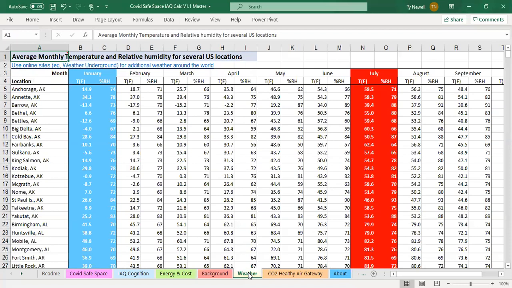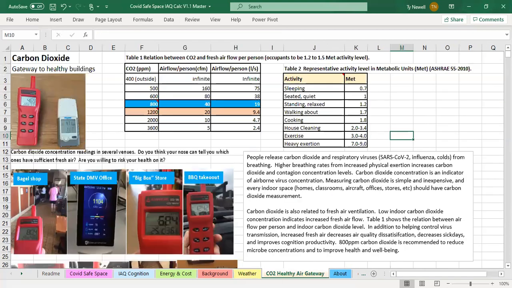Now, for convenience, here's some weather data that you can use with the energy and cost sheet. Basically, January and July are the months you would focus on for looking at the extreme summer and winter conditions. But you can get your own weather data wherever you'd like, or just poke in some numbers for fun to see how it impacts energy and costs.